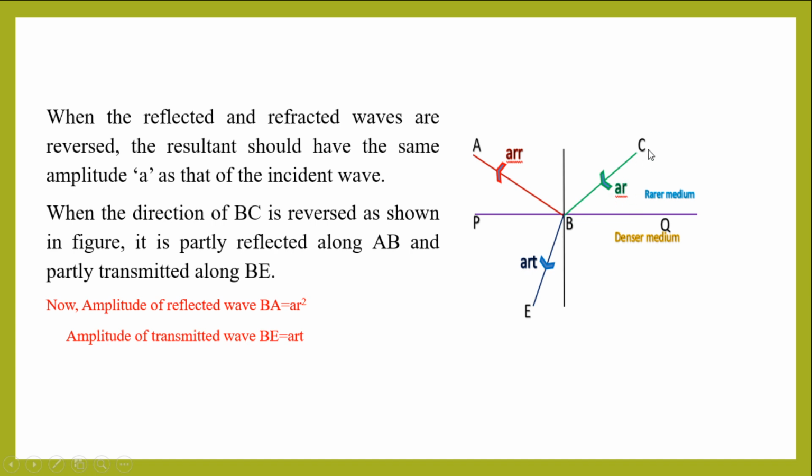Here amplitude of this incident light is AR, therefore amplitude of reflected light is AR squared. Amplitude of the transmitted light is ART. This BA is reflected light, BE is transmitted light.